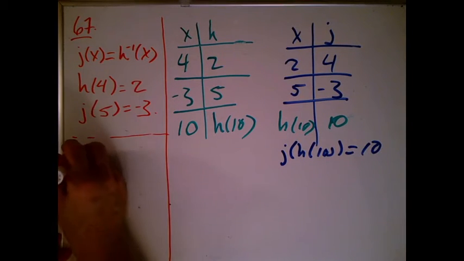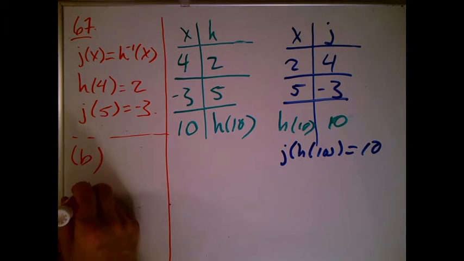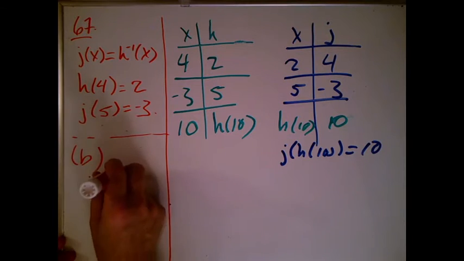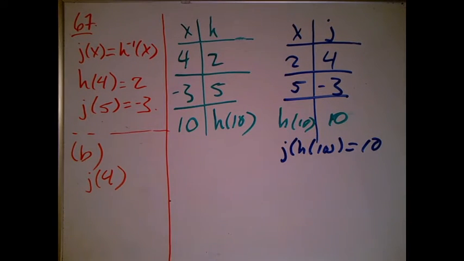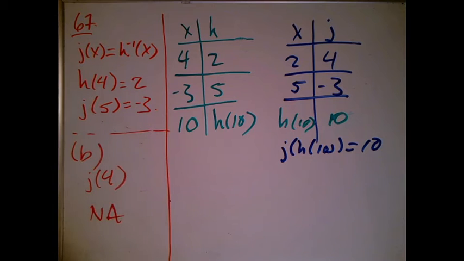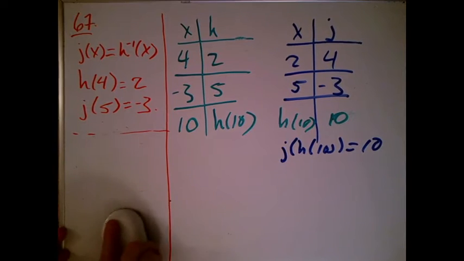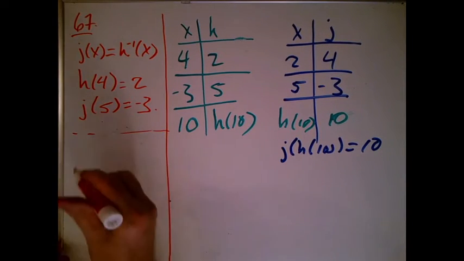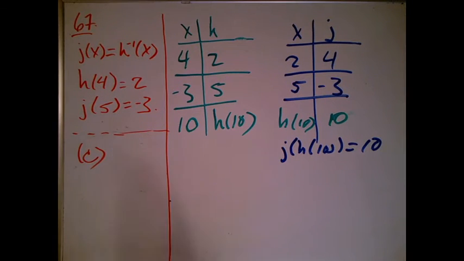Now, in part B of the problem, they asked for j of 4. Now, I'm just looking here and seeing what I know. I know that h of 4 is 2. I don't know j of 4, right? There's nothing here that gives me j of 4, so this is going to be not available. And there's nothing I can do to fix that. But I don't have to think on that one either. Once I have it organized, or I understand it, either's fine, we can just move forward. The next part of the question, they asked us for h of j of 4.